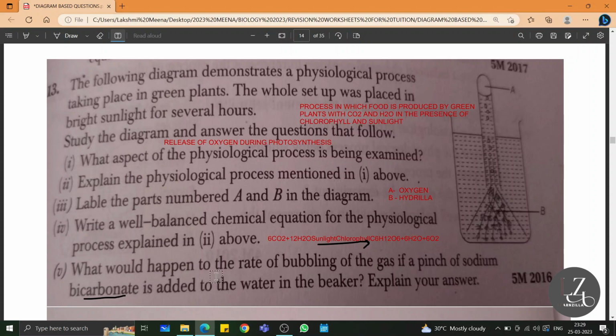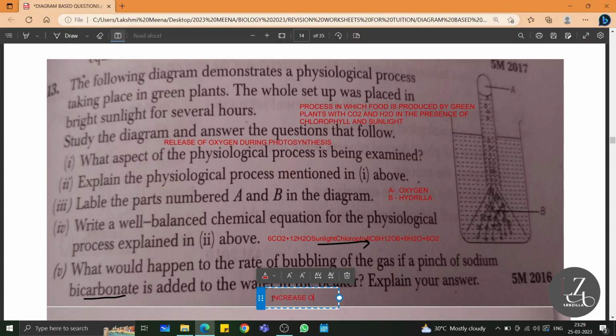Sodium bicarbonate has carbon dioxide in it. So we are giving more supply of carbon dioxide to the green plant. So hydrilla will use the carbon dioxide, photosynthesize and produce more oxygen. So there is an increase in the bubbles, increase in photosynthesis, increase in oxygen level. So we can write it as increase of photosynthesis as increase of carbon dioxide level in water.